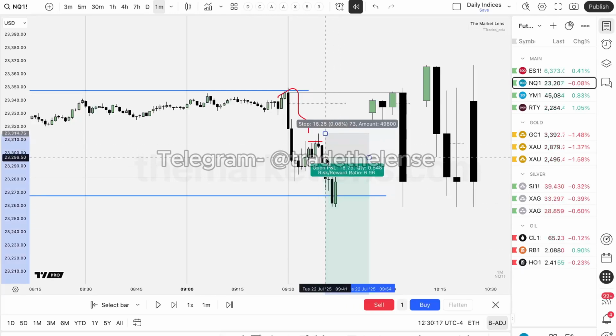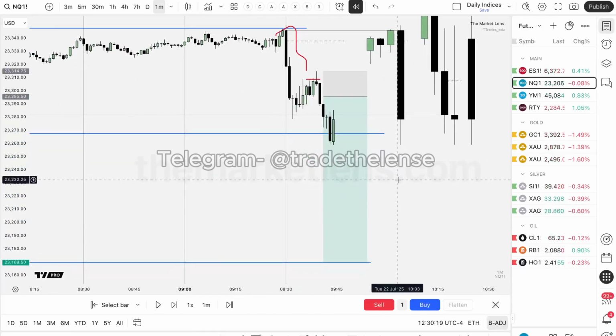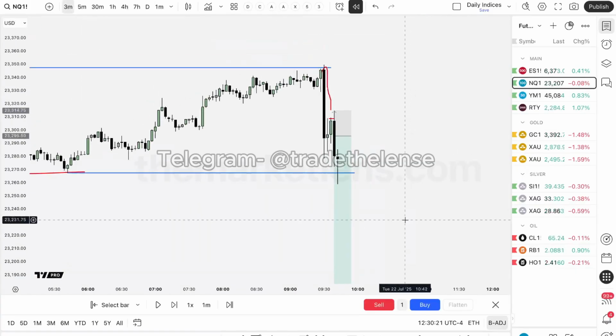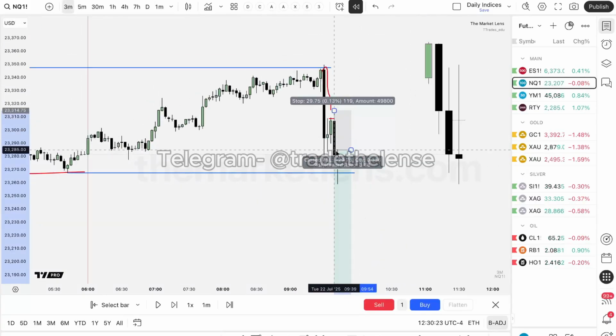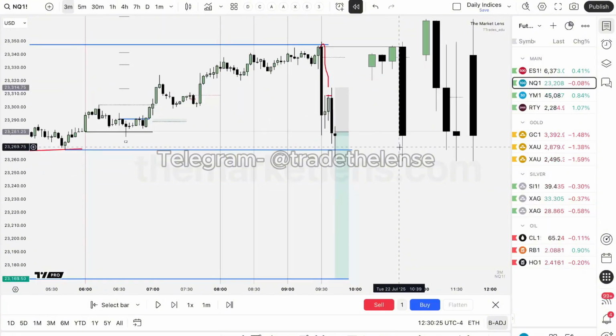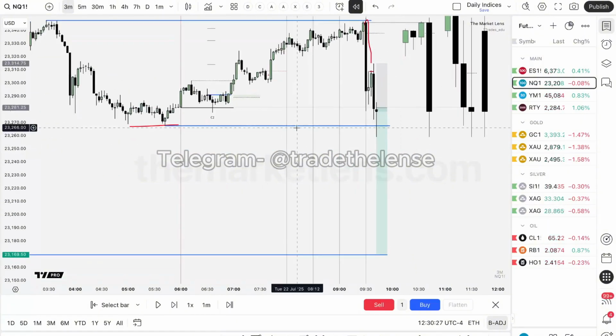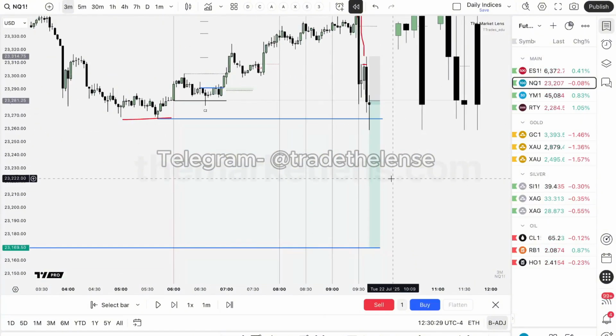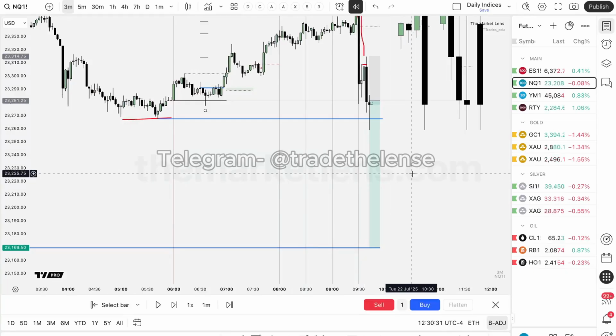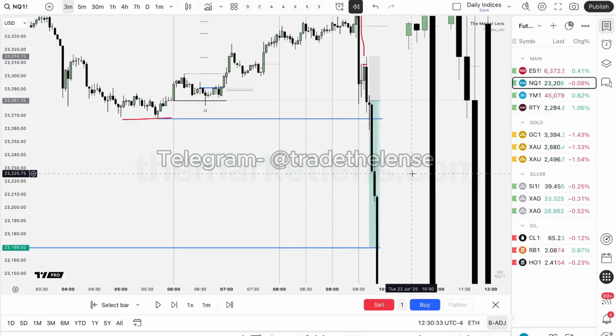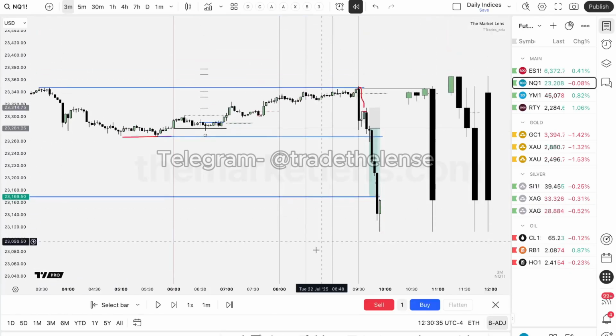Could you enter like this? Yeah, sure. Could you go to the 3-minute and just enter like that? For sure. It just depends on how you want to do it. I wanted to get 2R before these lows. But even with that, it's still a good trade. I think that's one Garrett took and a few other people took.